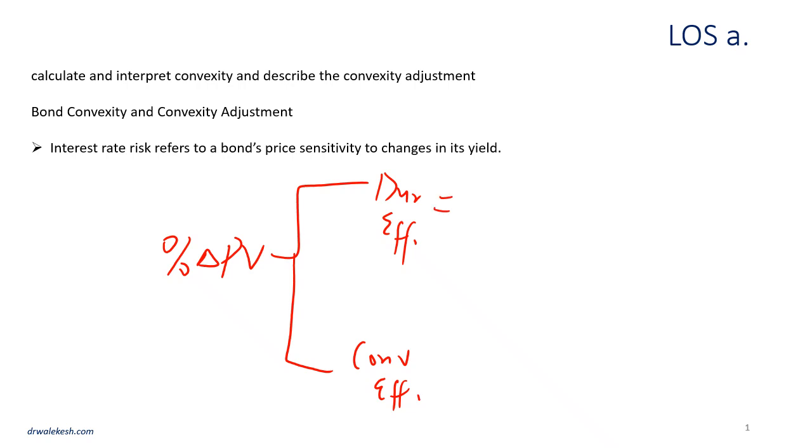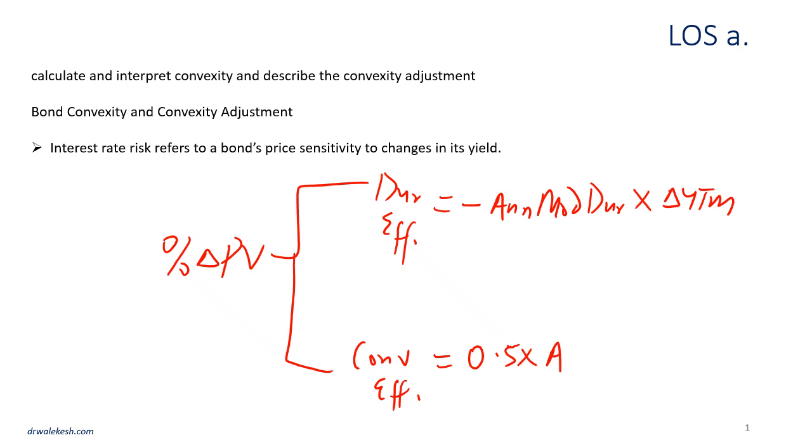Duration effect is equal to negative annualized modified duration times the change in YTM. Convexity effect is half times annualized convexity, then times the change in YTM squared.